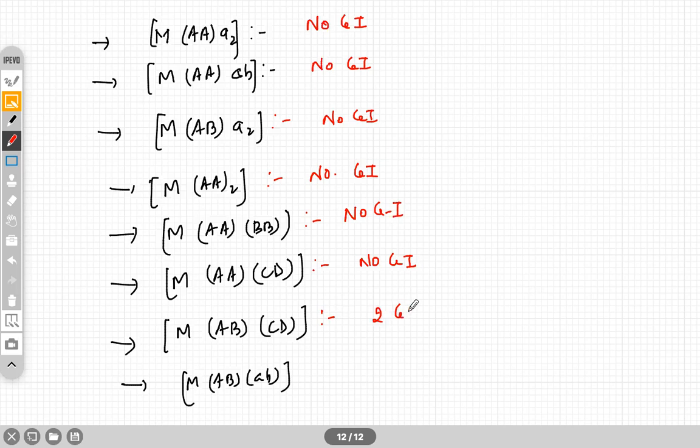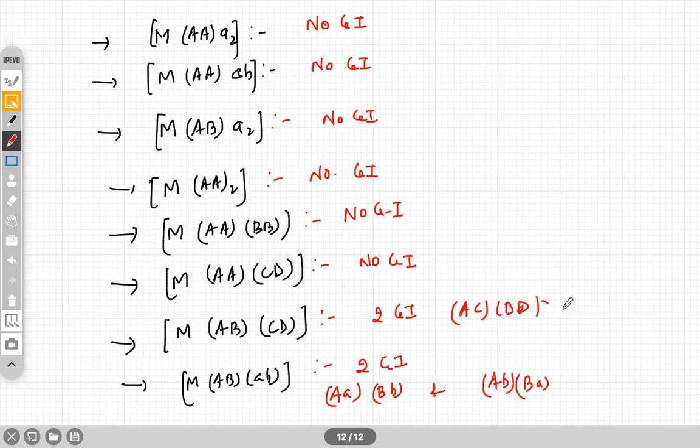Here we have 2 GI, and here we have again 2 GI possible. The possibility is AA, BB, and we can also write AB, BA. Here also similar way we can write down. We have AC, BD, and we have AD, BC.